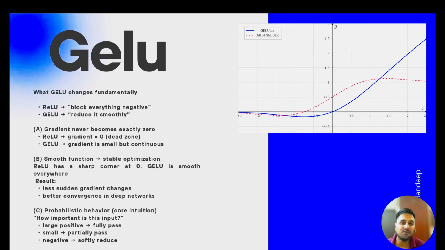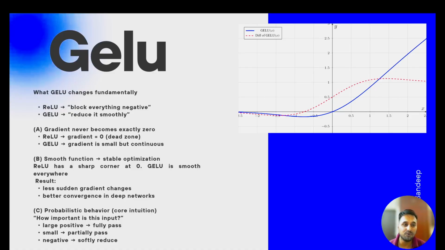So basically ReLU blocks everything negative. Whenever ReLU gets a negative value, it becomes 0, but GELU does not do that. GELU makes the value smoother, and for large negative values it reduces it smoothly. It is not like every time it is giving zero for each negative value. So the gradient never becomes exactly zero. In ReLU, the gradient is zero in the dead zone, but in GELU, the gradient is small but continuous. And it is a smooth function, giving stable optimization.